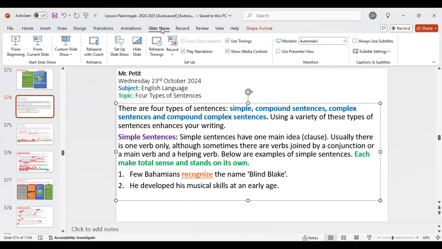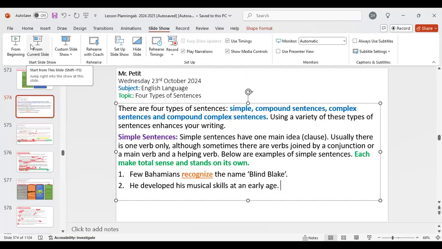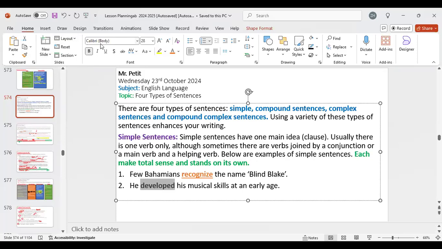Why? Because it has a main verb. There's only one main verb. It gets to the point. It doesn't go on and on and on. So what's the verb in this case? Developed. What's the subject? He. All right, so that's a simple sentence.